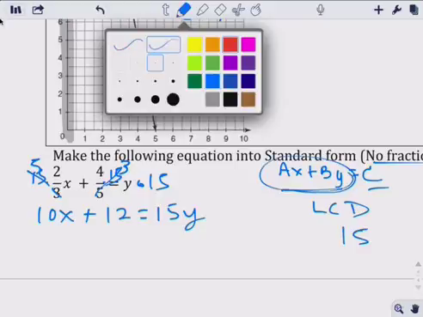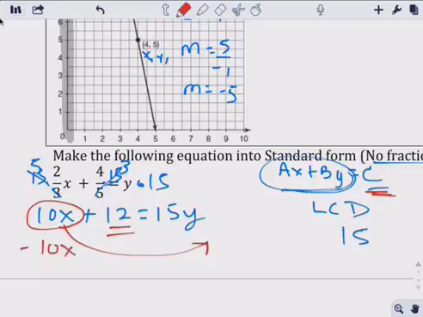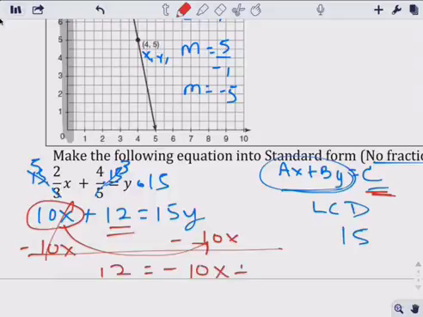Okay, so the x and y need to be on the same side. The one that's on the wrong side is the 10x. This one's by itself like this one, that's fine. So I'm going to just move this one over. Minus 10x, minus 10x. So that becomes 12 equals negative 10x plus 15y. This way a is negative 10, b is 15 with the y, and c is 12 all by itself. Just switched around, but same thing, okay?